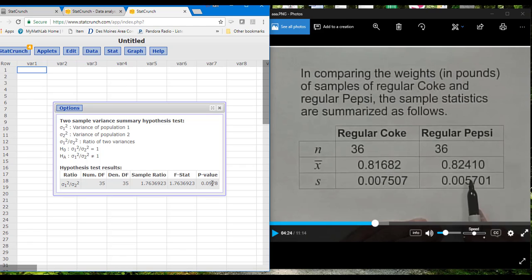And our p-value is 0.09. 0.09 is not less than 0.05, so we fail to reject our null hypothesis. So we would say something like, this study suggests that there's no difference in the standard deviations of the weights of regular Coke and regular Pepsi.